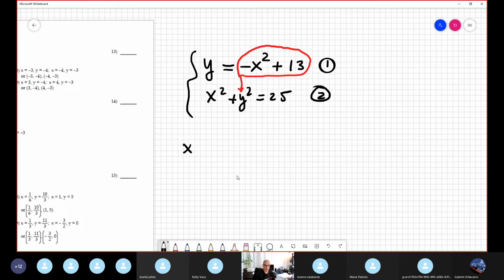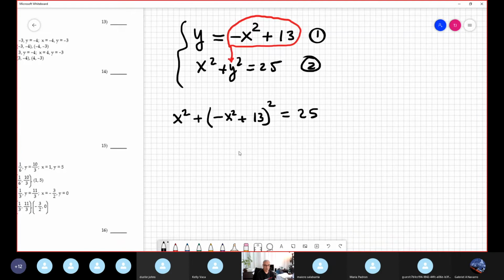Entonces x squared plus parentheses minus x squared plus 13, squared, equal 25, something like that. Make sense? Yeah, makes sense. If you have a problem with the signs, if you want to understand more clearly, you put it like that, 13 minus x squared, right, equal 25.